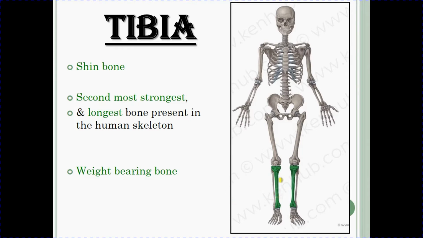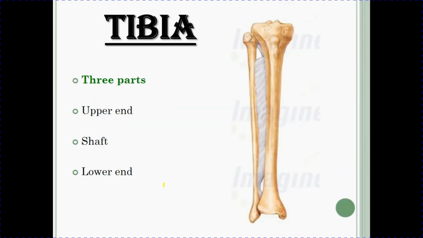Tibia is also called the shin bone, and it is the second strongest and longest bone present in the human skeleton. Tibia is the weight-bearing bone of the leg. The tibia has three parts. It has an upper end, it has a shaft, and it has a lower end.